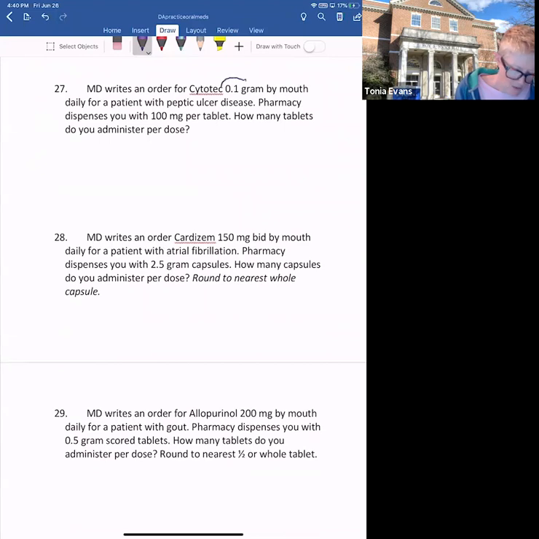Sidenafil 0.1 gram daily is what's ordered. Pharmacy gives us 100 milligram tablets. So how many tablets per dose? Step 1, tablets per dose. What are we looking for here? I know that in 1 tablet, I've got 100 milligrams.